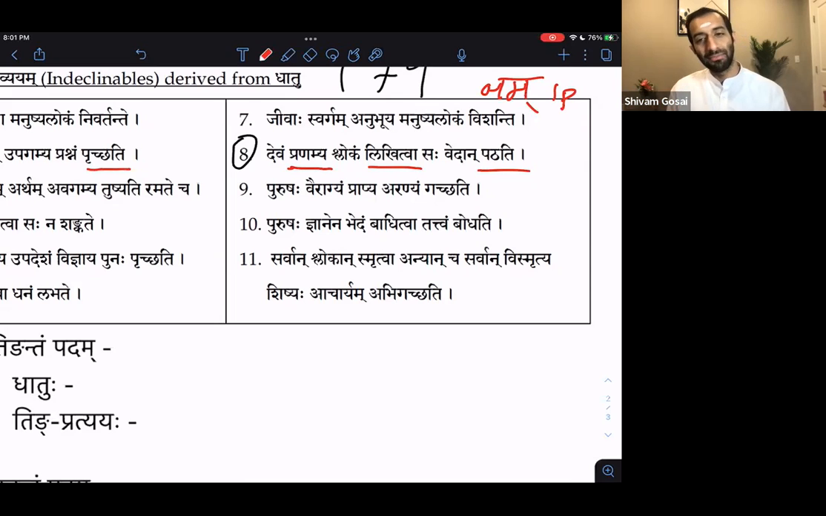Now, having bowed to God, shlokam likhitva. Lik dhatu. Having an Indian language background helps a lot because then you know what lik is, right? Lik is to write, 1p.